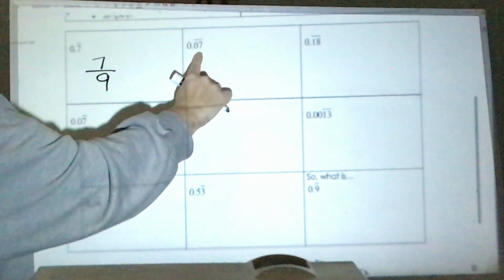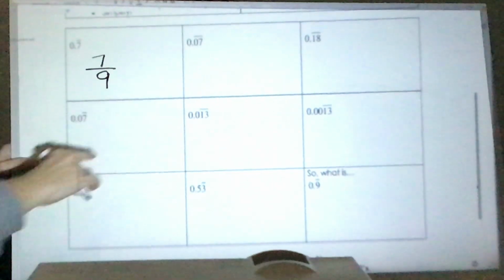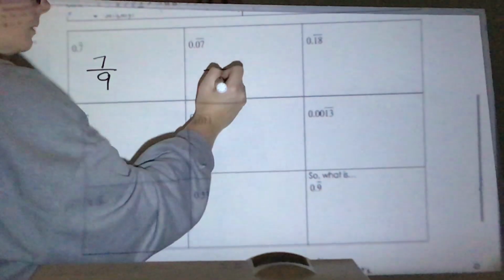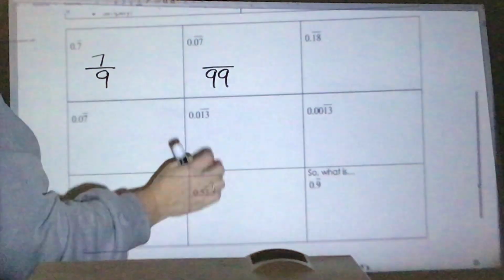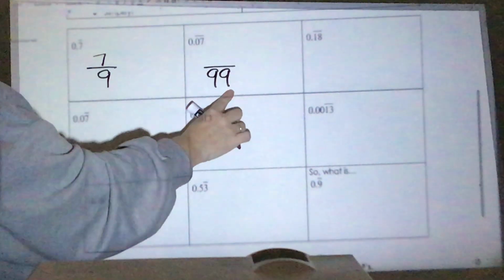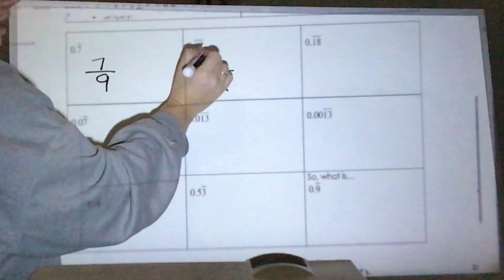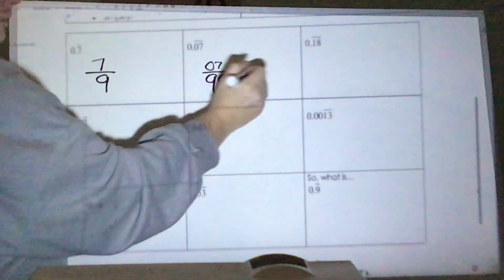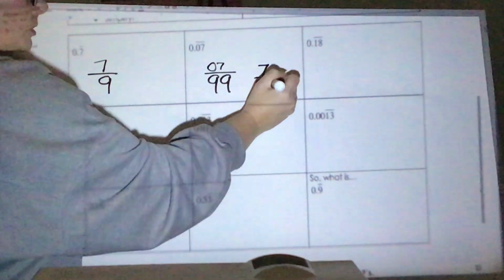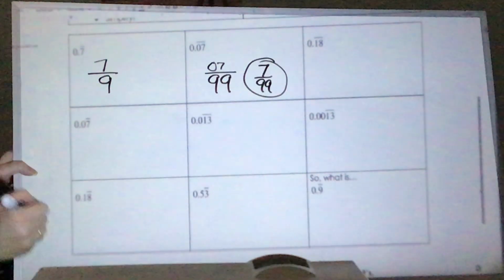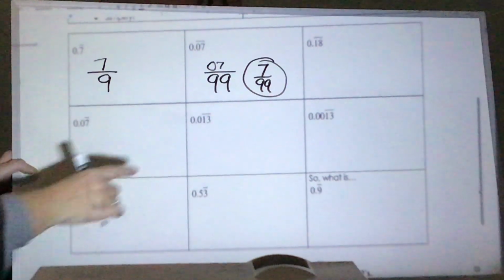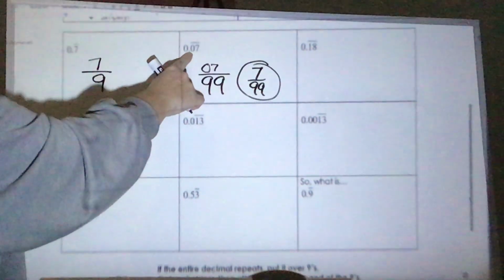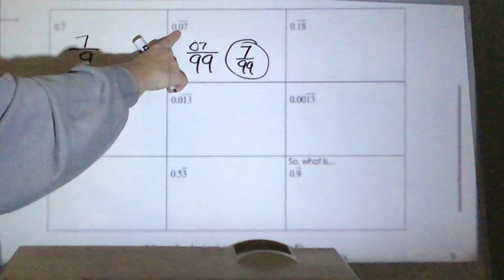Here we have two numbers that are repeating, 0.070707. For this one, we're going to use two 9s in the denominator, one for each of the repeating numbers. And then on the top, we're just going to write that number. Now we don't need to include the 0, and we can't reduce this, so our answer is 7/99. If you did 7 divided by 99 on a calculator, you would get 0.070707 forever.